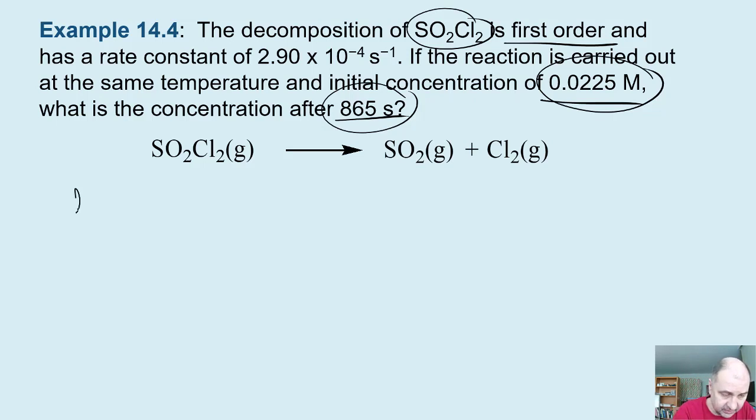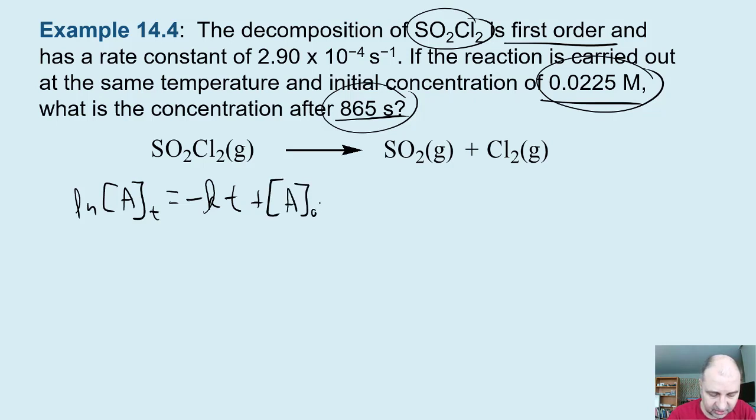And so you go dig out that integrated rate law for the first order, and so that's going to be equal to the natural log of the concentration of A at time t equals negative kt plus the natural log of the concentration of A at time 0, which is the initial concentration. So you just plug those values in, and then you solve for that. So the natural log, and the concentration at time t, that's what we're after. So I'm going to replace t with 865 seconds. That's just so I know what I'm solving for.